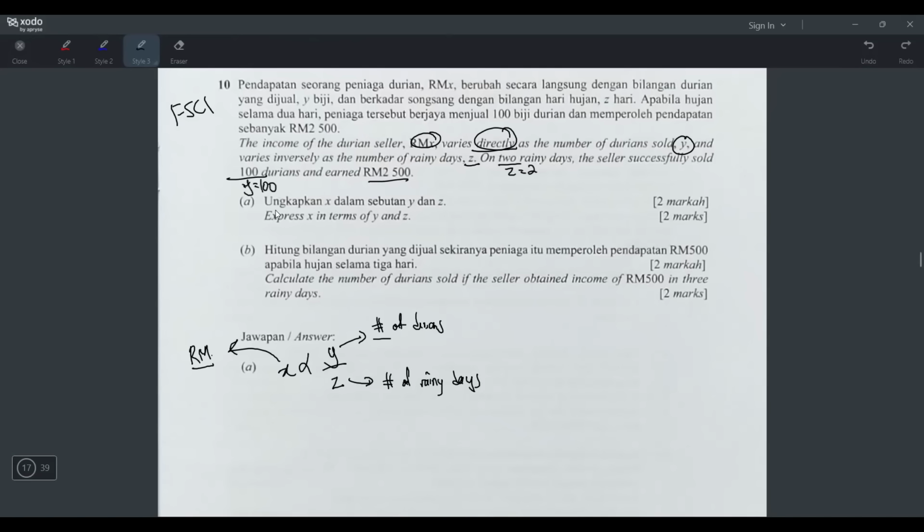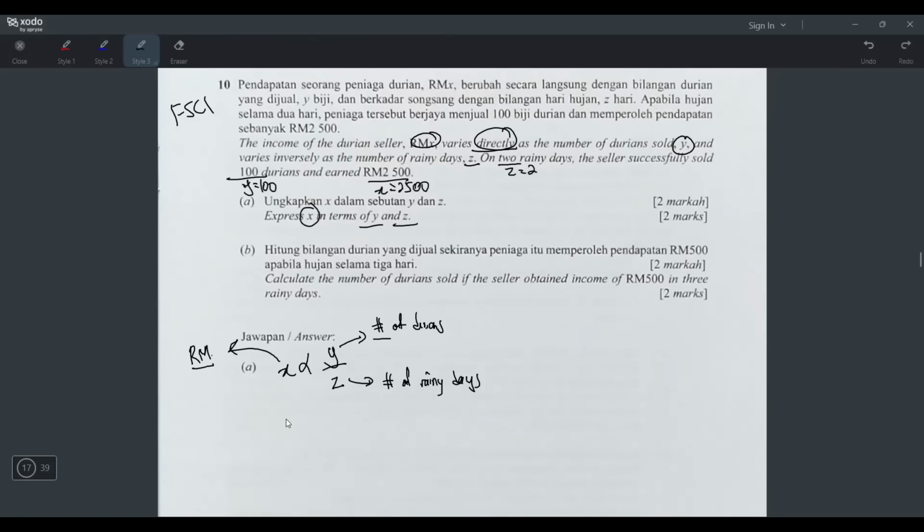That's why I asked you all to write the arrow. Okay, 2,500 is RM. So that one is X. So you have to be careful. Alright, express X in terms of Y and Z. It means dia suruh cari X equal to X. Dia kena cari X single lah. And then it will be X equals to something Y and something Z.